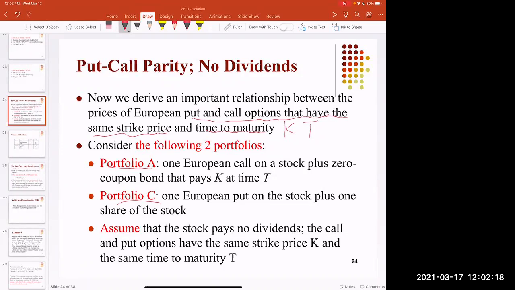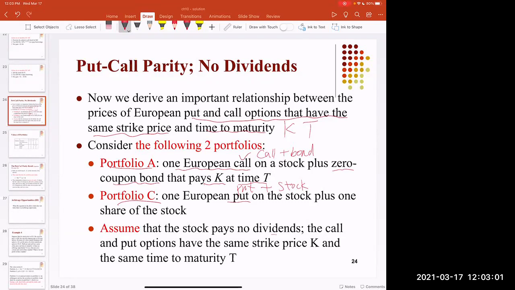So portfolio A includes two securities. One is the European call, and the other is a zero coupon bond that pays K at time T. So it's a call plus a bond, an option plus a bond. That's portfolio A. And portfolio C is a put on the stock plus a share of the stock. Why do we do that? Because this allows us to get the equation, which is put-call parity.